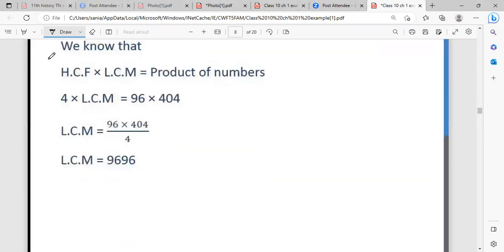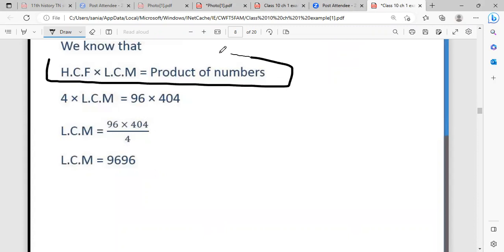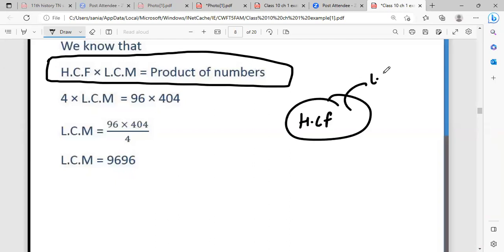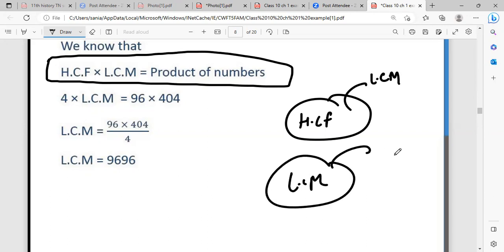Now I'm going to teach you one formula. Just write the formula this. HCF multiplied by LCM equals the product of the numbers. Clear? HCF and LCM. So for example, if you have HCF, you can find LCM automatically. If you have LCM, you can find HCF automatically.